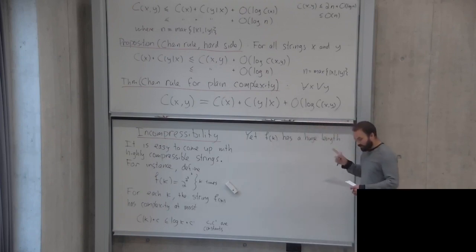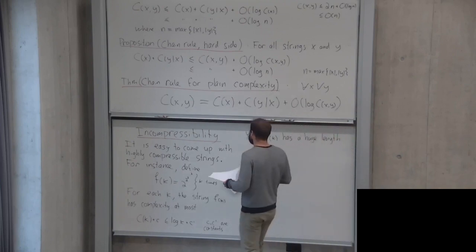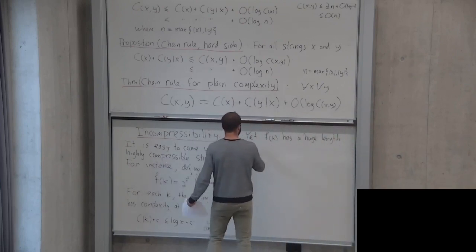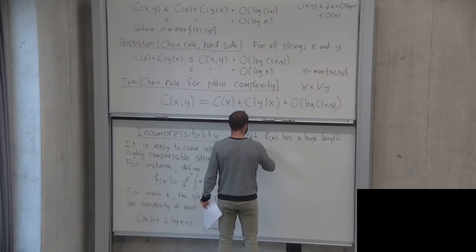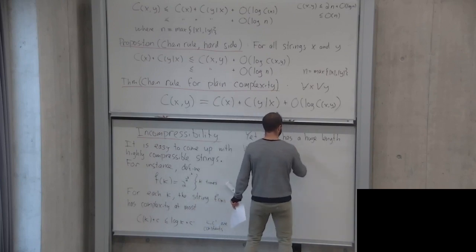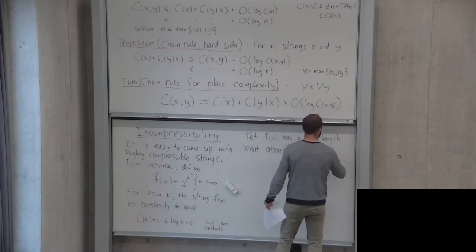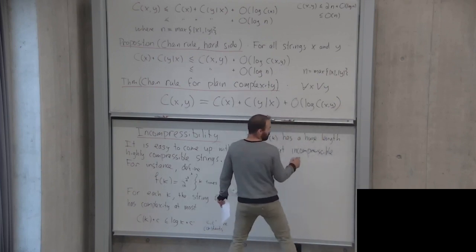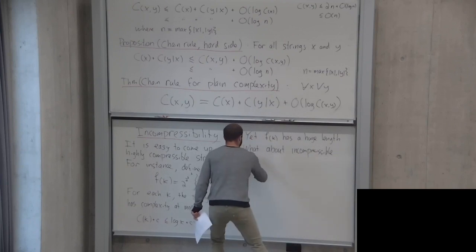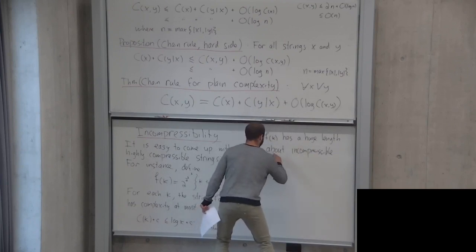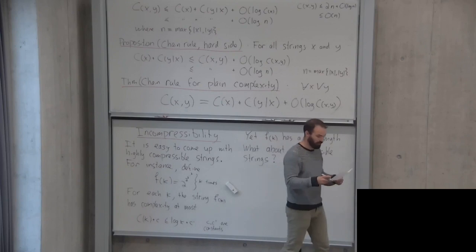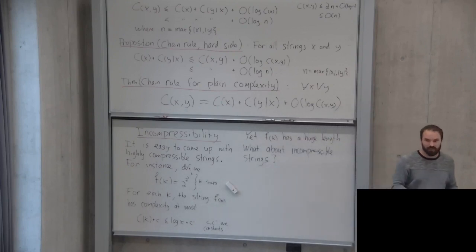And so it's small. But what about incompressible strings? It's easy to come up with compressible strings. What about incompressible strings? Is it easy to come up with them? Do they even exist? Something like total random symbols. What does that mean? Total?